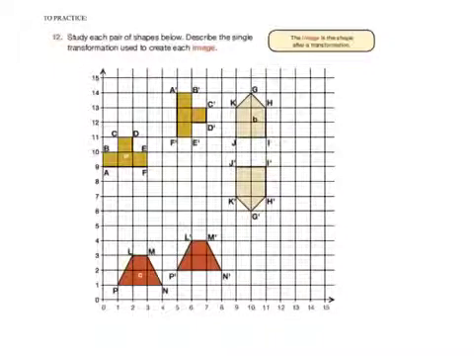All right, and now we're going to practice. We're going to choose the image that is a reflection. Now remember, a reflection is always pointing the opposite direction, and we're going to describe that one. Go ahead and press pause and do that now.